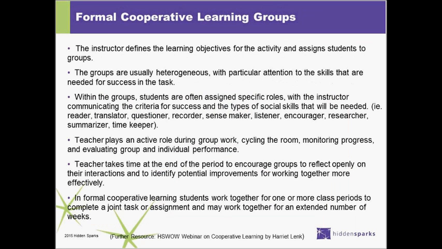Next, we have some formal cooperative learning groups. In these formal groups, the instructor defines the learning objectives for the activity and assigns students to groups. The groups are usually heterogeneous with particular attention to the skills that are needed for success in a task. So we want that group to be made of different kids with different capabilities so that that task can get accomplished. Within the group, students are often assigned specific roles, with the instructor communicating the criteria for success and the type of social skills that will be needed.